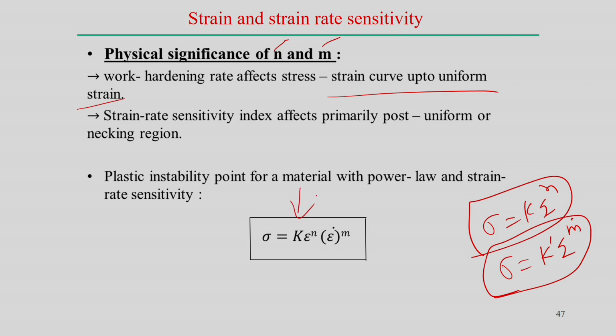But actually in some materials, depending upon the material deformation behavior, the model can also be done considering the effect of both the strain rate effect as well as the strain hardening effect. So in that case the expression can be modified like that: sigma equal to k epsilon to the power n and epsilon dot to the power m.